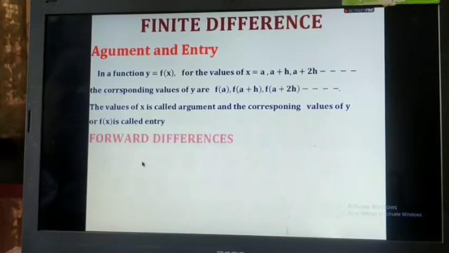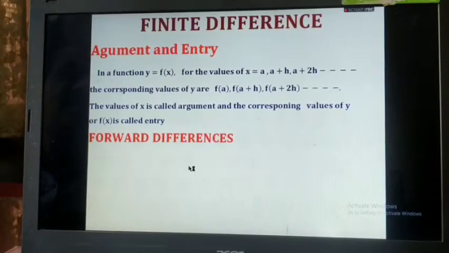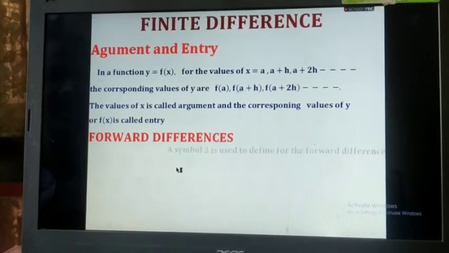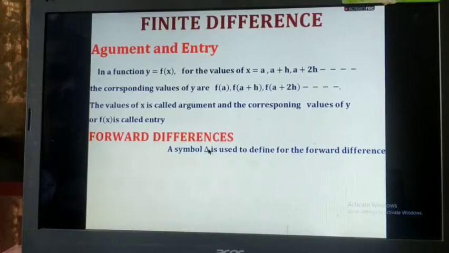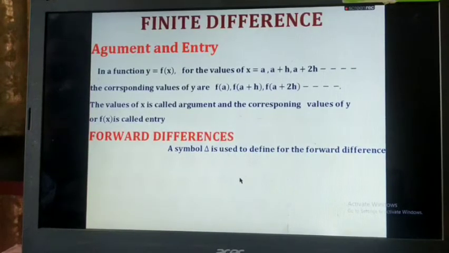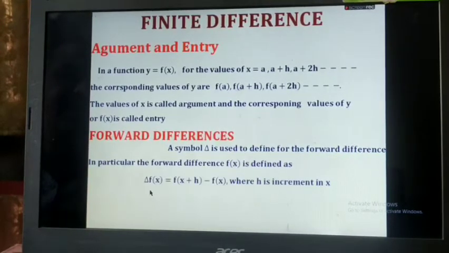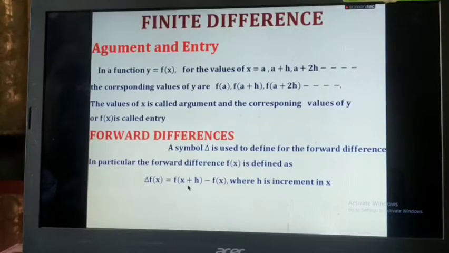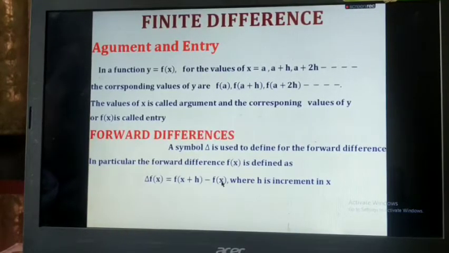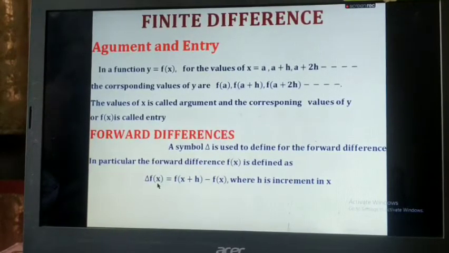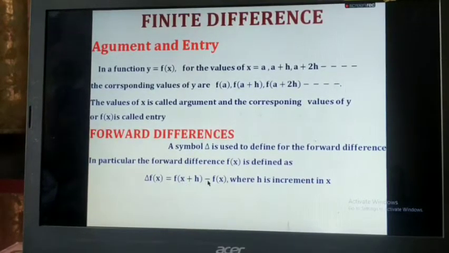Next, the definition of forward differences. In the forward differences, the symbol delta is used. In particular, the forward difference of f of x is defined by delta f of x equal to f of x plus h minus f of x. You may change x to a here, nothing happens: delta f of a is f of a plus h minus f of a.